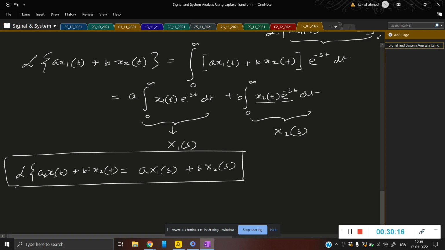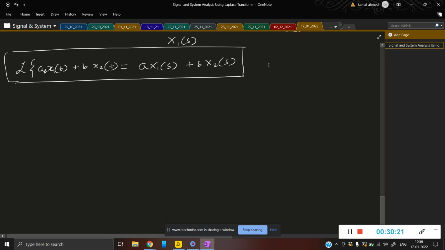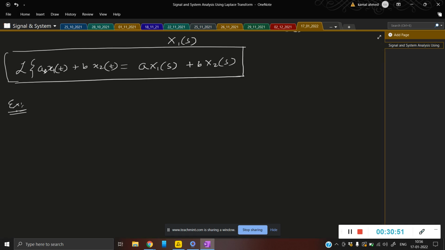Before going to the next property, what kind of problem will be given from this type of property? Laplace transform is very important. In the next semester, whenever you get digital signal processing in your curriculum, you will see that Laplace transform is very important to find the Z transform as well as the Fourier transform. So I have to know what kind of problems will be given on the basis of the linearity property of Laplace transform.